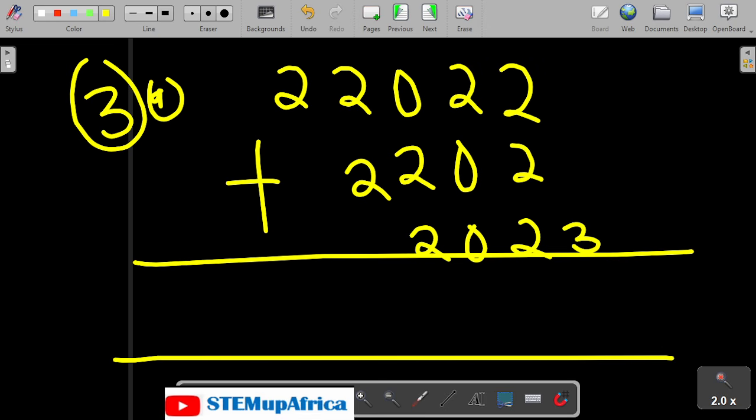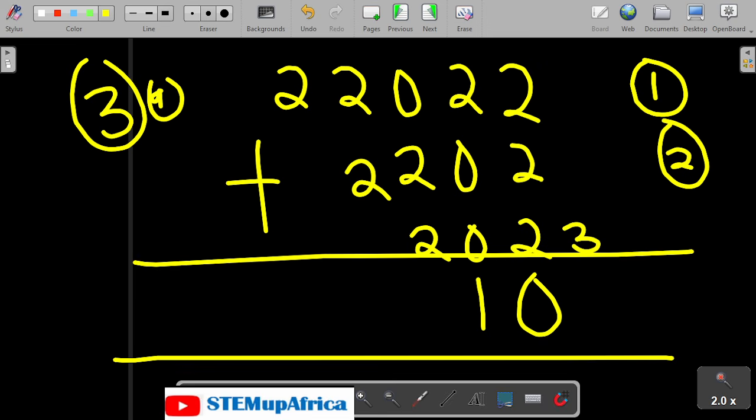Let's see what we have. 2 plus 2 plus 2 will give us 6. How many 3s in 6? That is 2. I'll write down 0 and carry 2. Then 2 plus 0 is 2, plus 2 is 4. How many 3s in 4? That is 1. What's remaining is 1. I'm carrying 1 now.